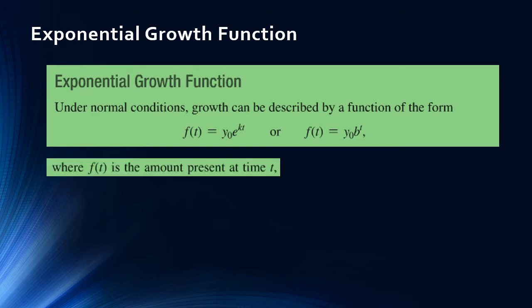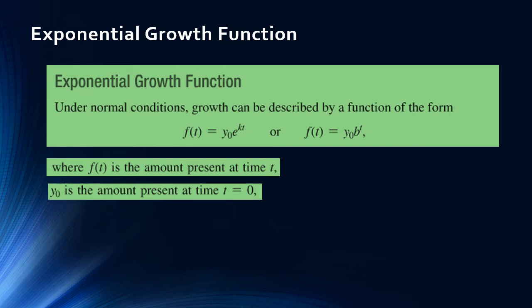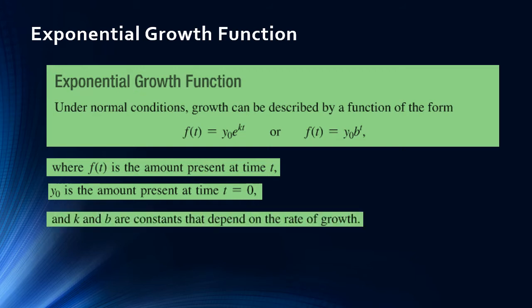F of t represents the amount present at some future time t. Y sub 0 is the amount present at time t equals 0. We call this the initial population, the initial amount. If it was a loan, it would be the total amount you borrowed. If it was an investment, it would be the total amount you put in or invested, etc.